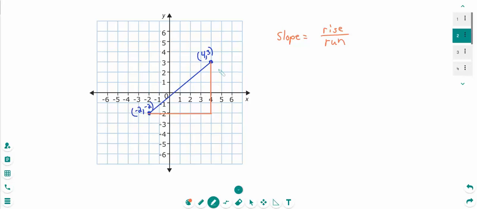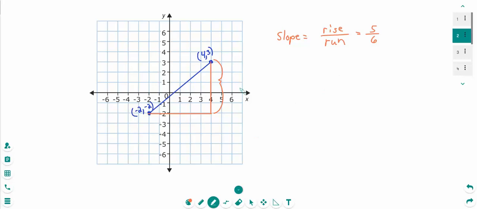which in this case we have, what's the rise? The rise would extend from here up to here. And how many units is that? Well, that's 1, 2, 3, 4, 5 units. So the rise is 5. And the run is 1, 2, 3, 4, 5, 6. So remember, we could say that the slope of this line is 5 over 6.